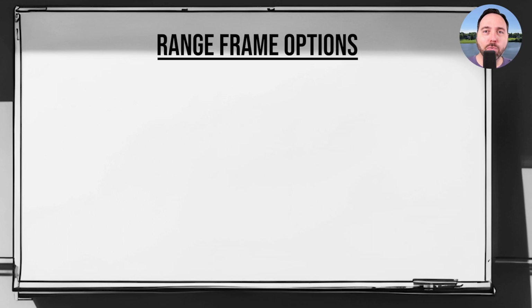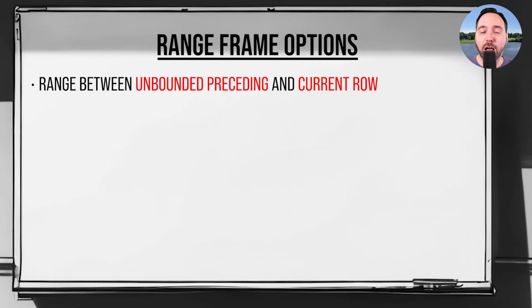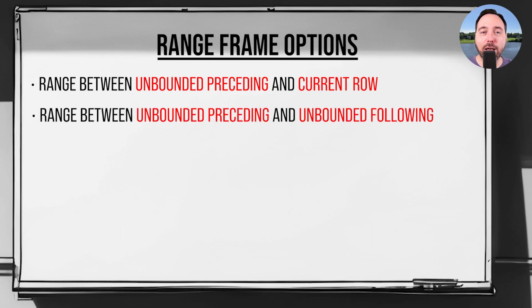In T-SQL, we get 4 official ranges. The first is range between unbounded preceding and current row. This goes from the beginning of the frame up to and including the current row. This is helpful in cases where we have running totals. Next is range between unbounded preceding and unbounded following. This covers the entire frame from beginning to end. We can use this in cases like getting a grand total.